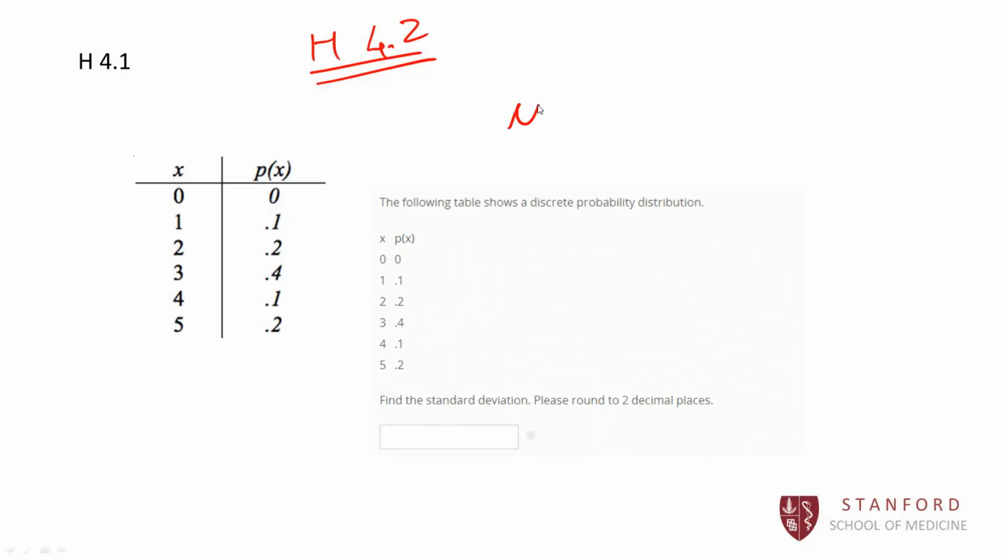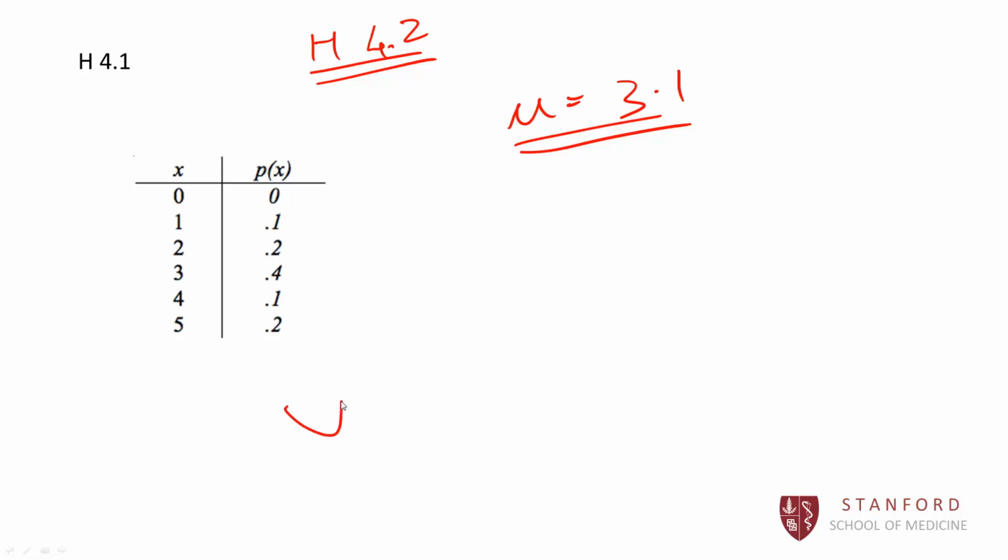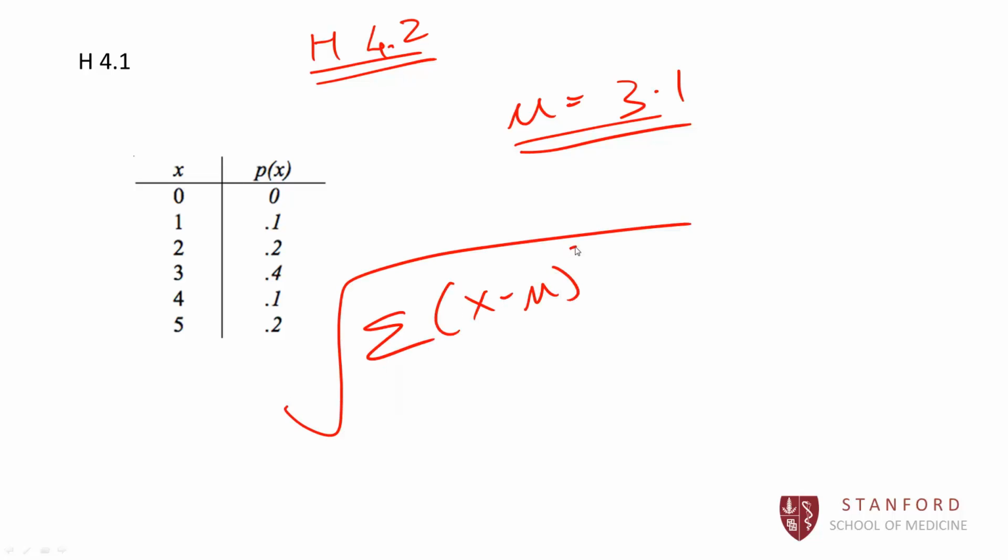In the previous question, we found that the mean for this distribution was 3.1. We'll be applying the standard formula for the standard deviation here. I'm just going to write out the first couple of expressions to help you understand how this is calculated.